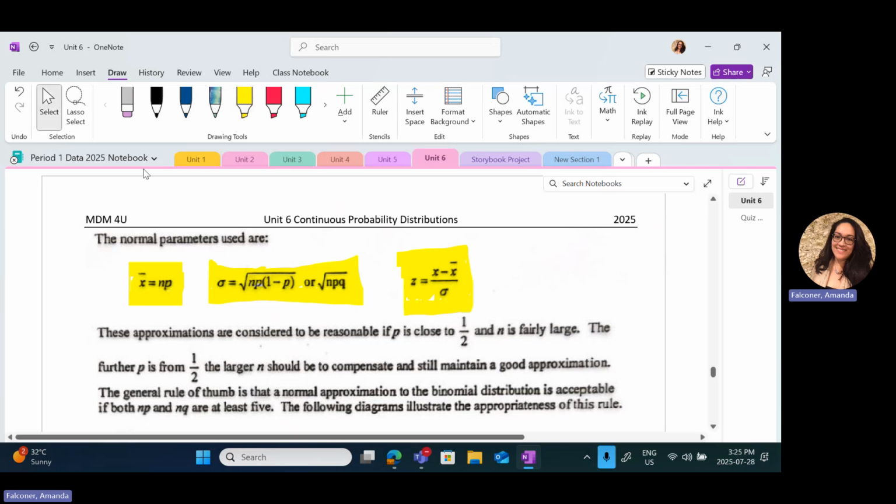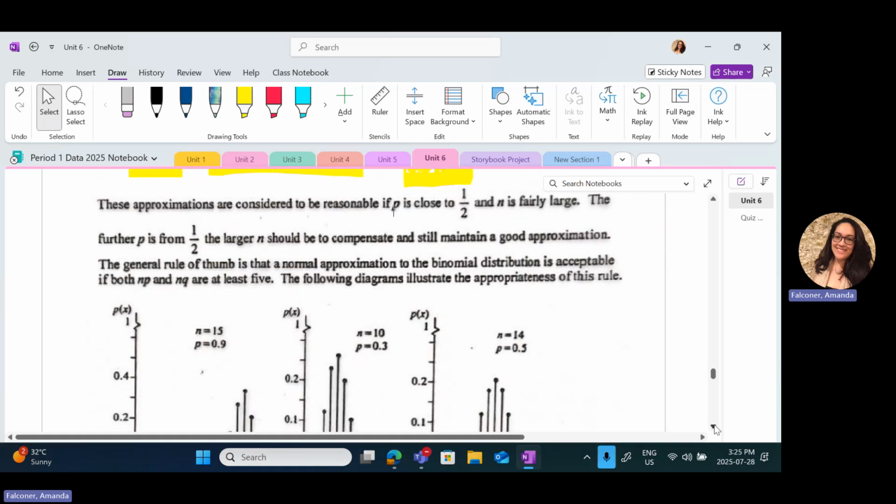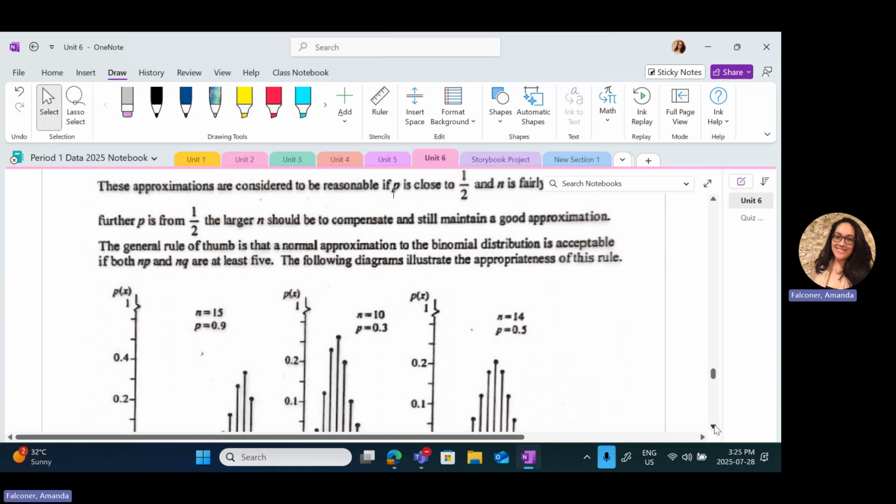So these approximations, we're allowed to use these three formulas, are considered to be reasonable if p is close to a half and n is fairly large. The further p is from a half, the larger n should be to compensate and still maintain a good approximation, right? These kinds of rules and ideas are making sure that the graph would indeed be normally distributed, or in this bell-shaped curve.